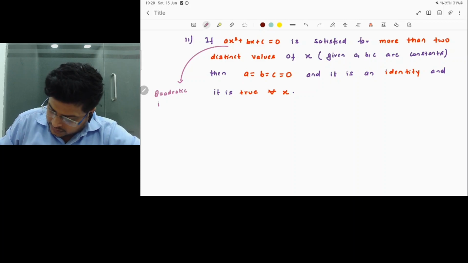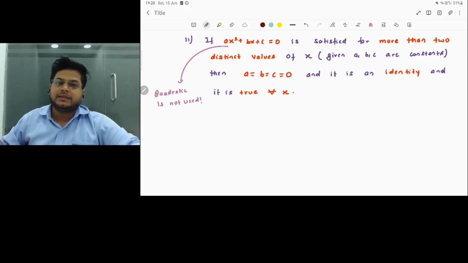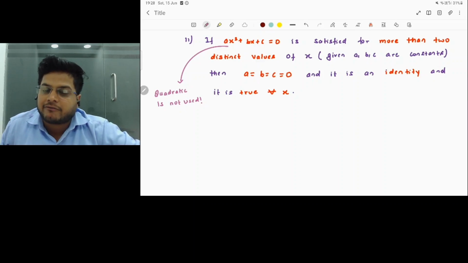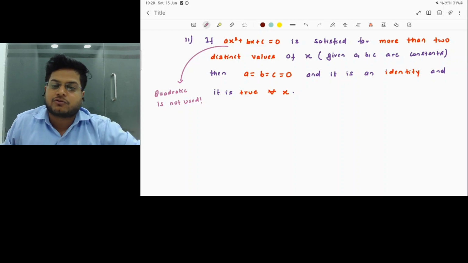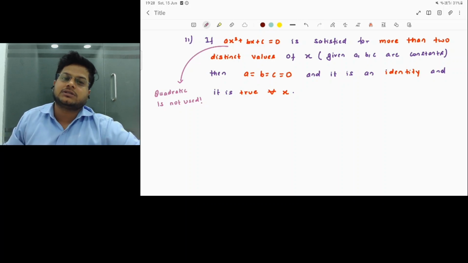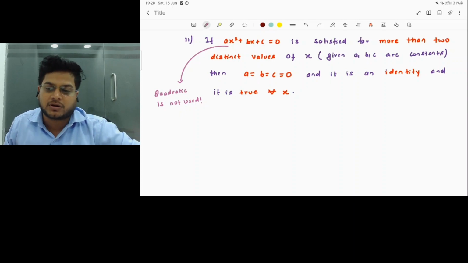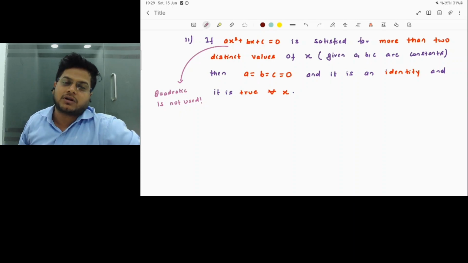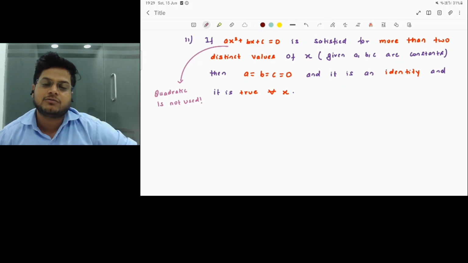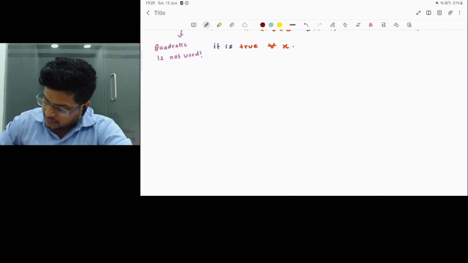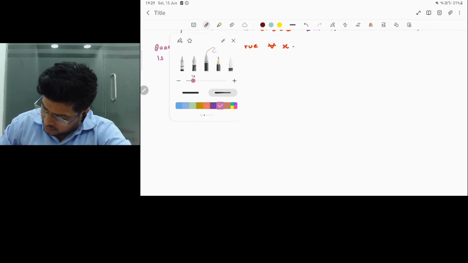Quadratic is not used. What I mean here is that very smartly, nowhere have I used the word quadratic. So from now onwards, the moment you see something like ax square plus bx plus c equals 0, don't start jumping that it is quadratic. You see whether they have mentioned quadratic or not. If not, then accordingly we have to analyze the cases, right?